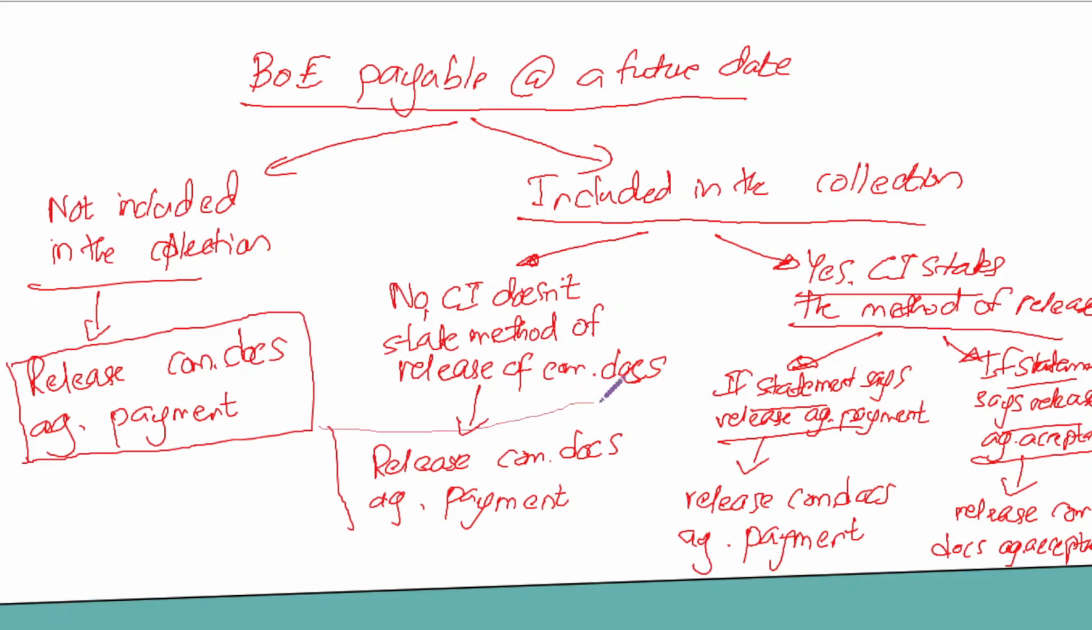So all these three scenarios, you can release it against payment. When can you release it against acceptance? Your collection should have a bill of exchange payable at a future date, and it should clearly state the method of release in the collection instruction, and that method of release should be to release against acceptance. Only in that scenario you can go ahead and release against acceptance.